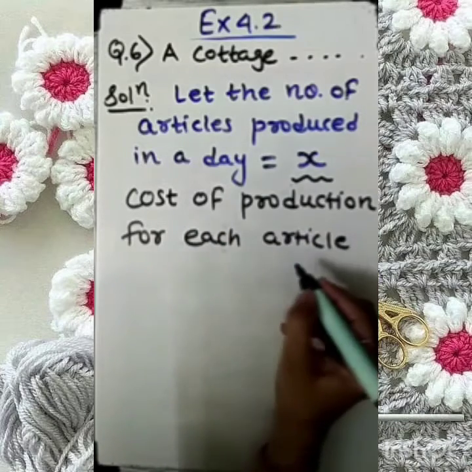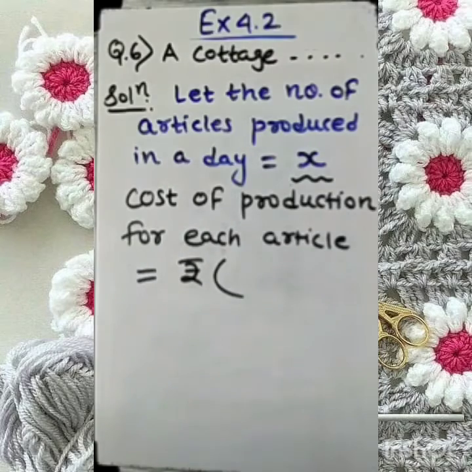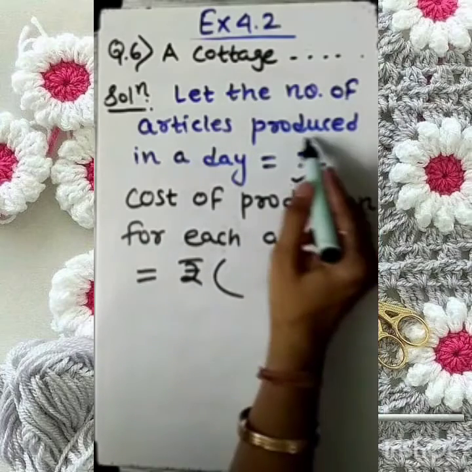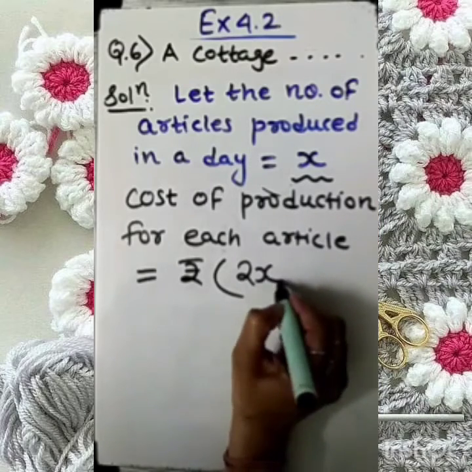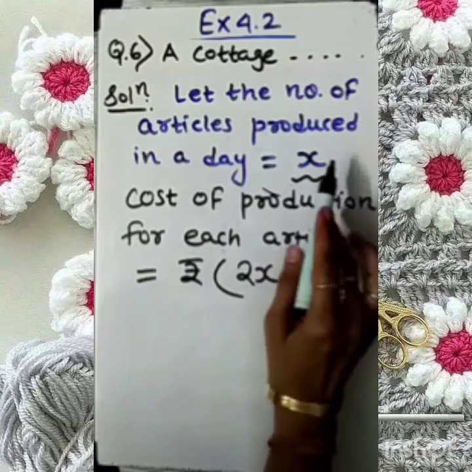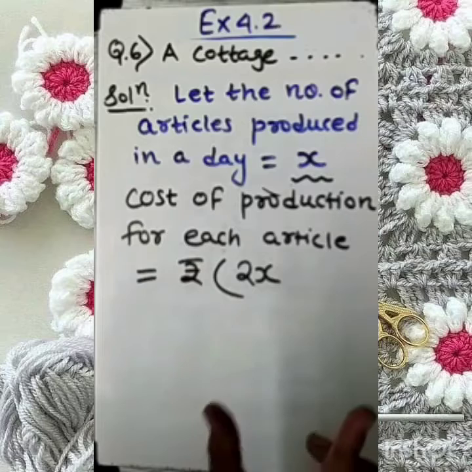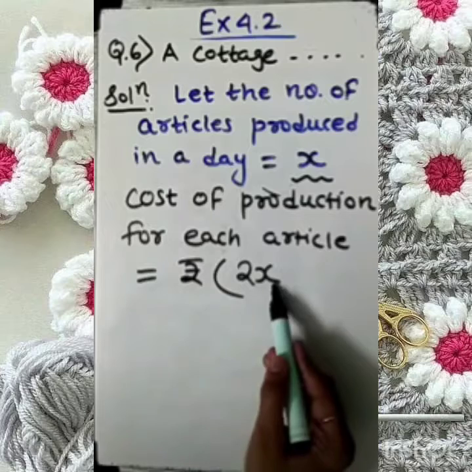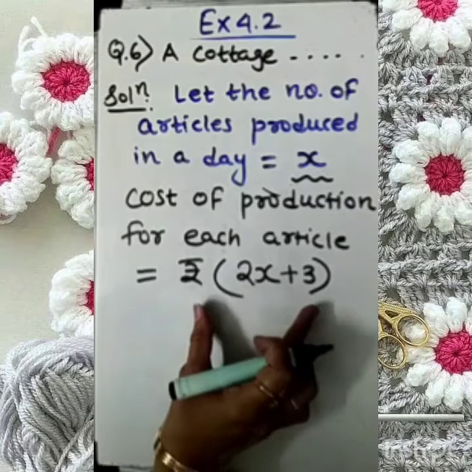Cost of production for each article, that is in rupees, we need to mention. We know that in the question we are given twice the number of articles. What is the number of articles? That is x. Twice the number of articles is 2x. Agree? Let me clarify what we are given in this statement: 3 more than twice the number of articles. Twice the number of articles is 2x, and 3 more than that is the cost of an article.